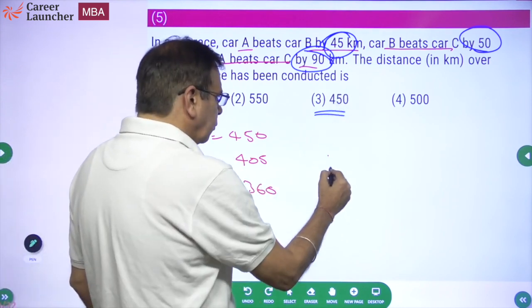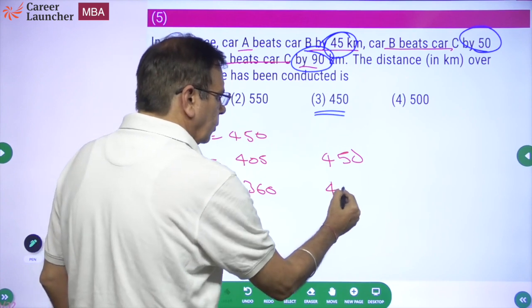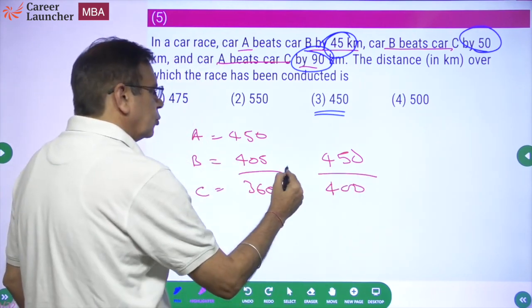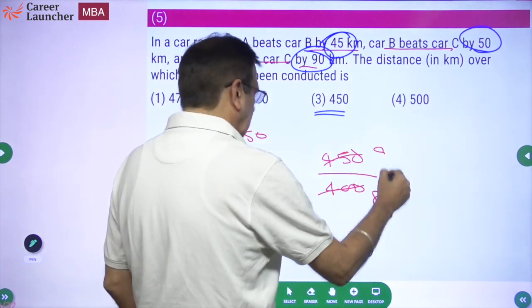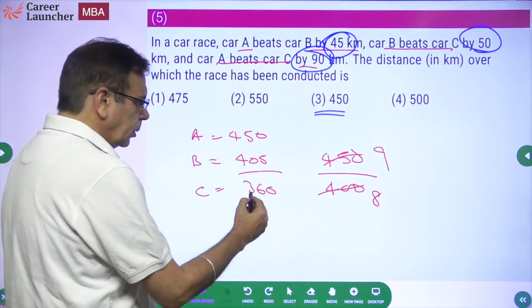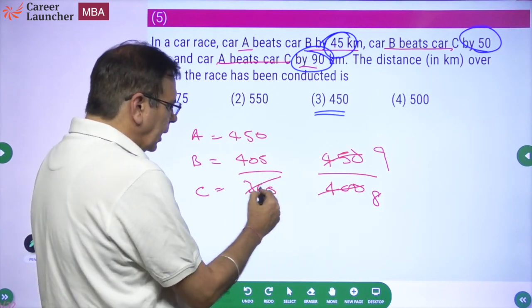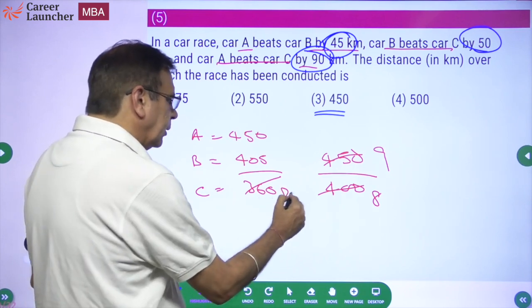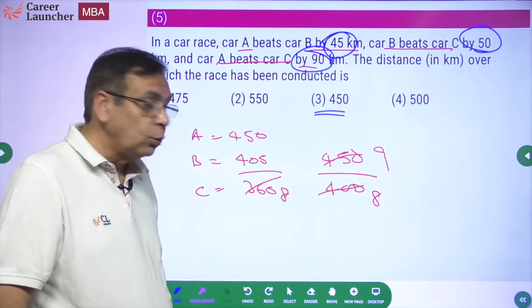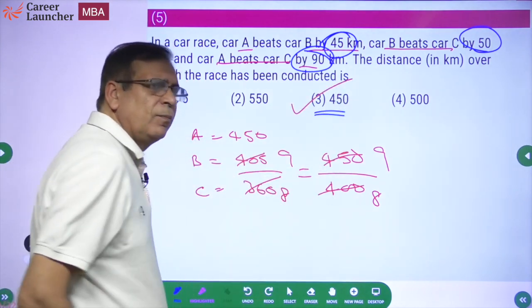And when B does 450, B beats C by 50, so C does 400. This ratio should be the same. Is it the same? This is 50 into 8, 50 into 9. And what about this? 45 into 8. 45 into 2 is 90, 90 into 4 is 360, and this is 45 into 9. Satisfies. This is the answer.